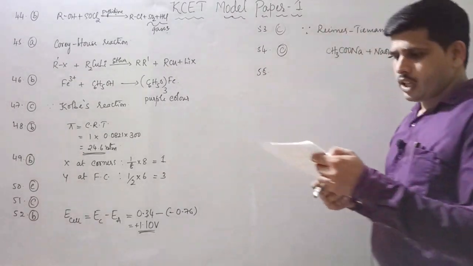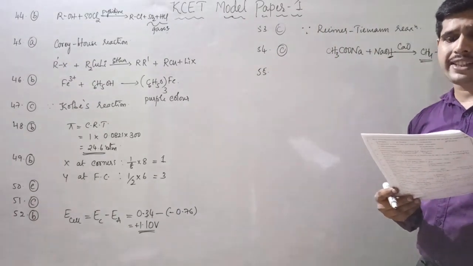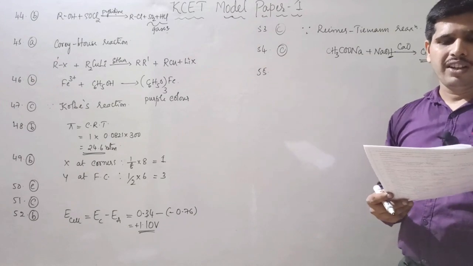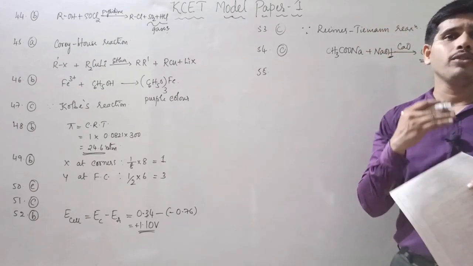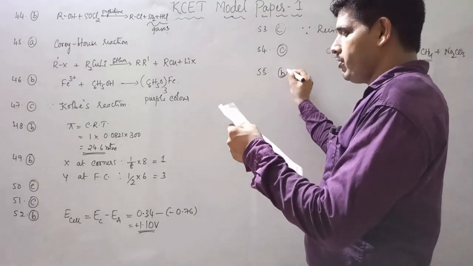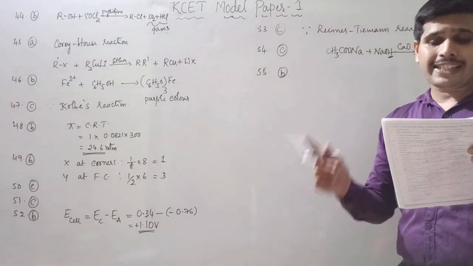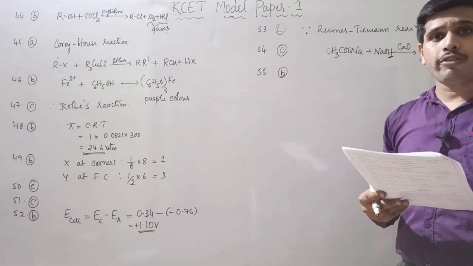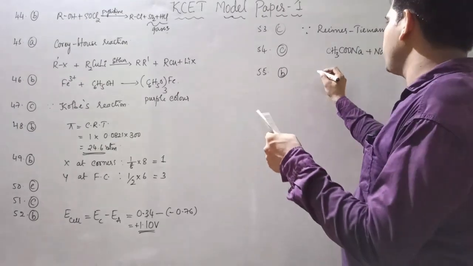55th one. Which of the following is reduced by zinc amalgam and HCl to give the corresponding hydrocarbon? We studied this is Clemmensen's reduction. So aldehydes and ketones will give corresponding hydrocarbons. So we have option B where it is ketone, and acetamide is amide, ethyl acetate is ester, and acetic acid is carboxylic acid. All these three classes of compounds cannot be taken in Clemmensen's reduction. So option B it is.